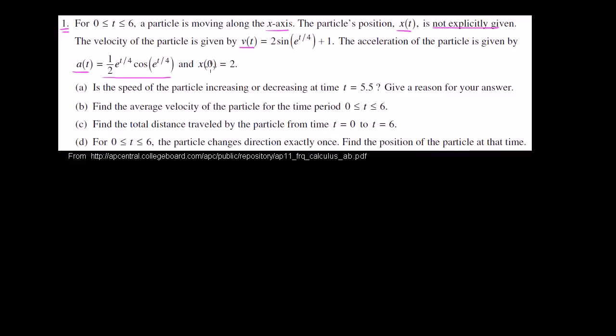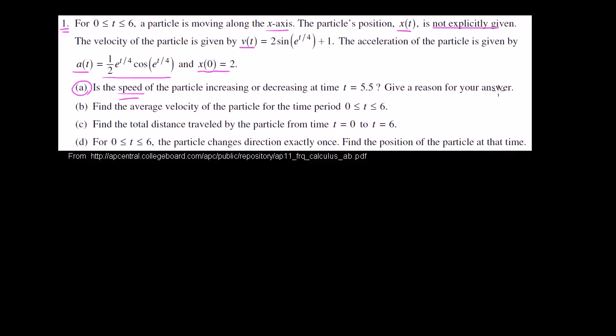And they also give us, they don't tell us the position function, but they tell us where we start off. x of 0 is equal to 2. Fair enough. Now let's do part A. Is the speed of the particle increasing or decreasing at time t equals 5.5? Give a reason for your answer.